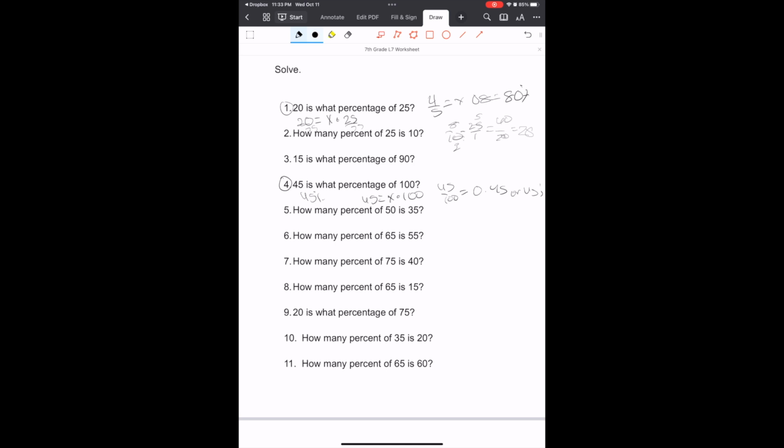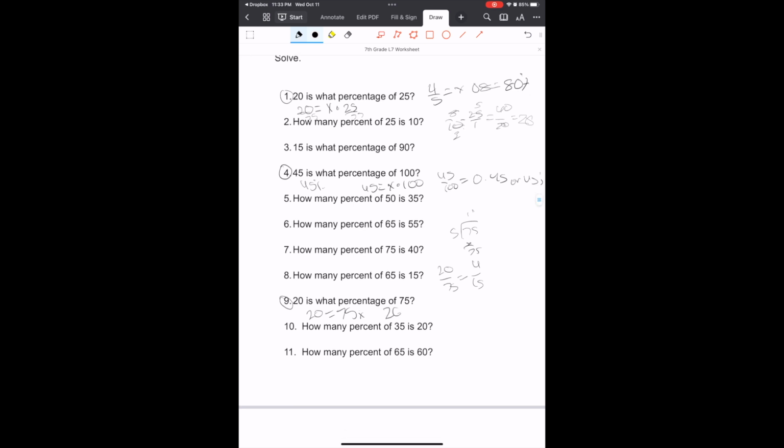Alright, so now let's do number 9. 20 is what percentage of 75? So 20 is equal to 75 times x. So 20 over 75 is equal to 4 over 15. And then we're going to use our calculators here. 4 divided by 15 is equal to 0.266666, and then times 100 would be 26.6%.